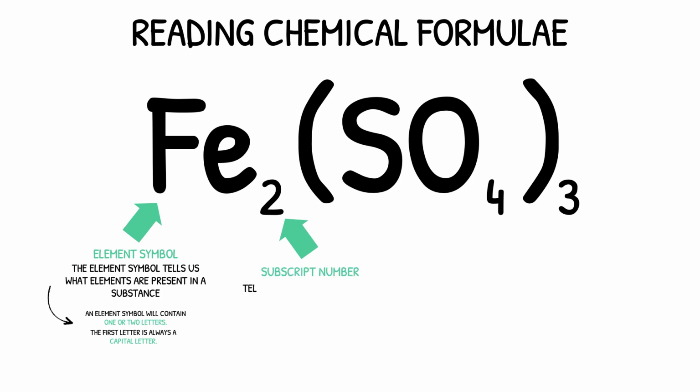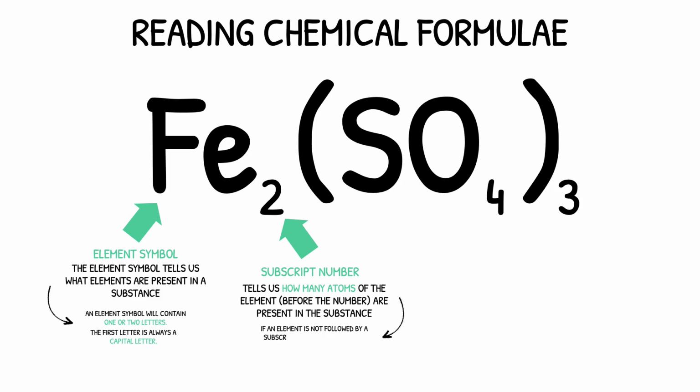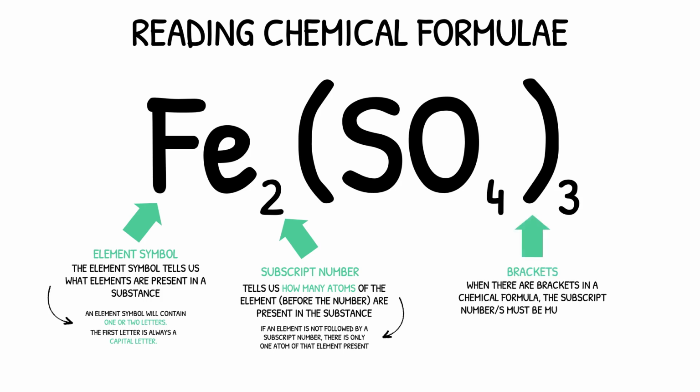The subscript number tells us how many atoms of the element before the number are present in the substance. If an element symbol is not followed by a subscript number, there is only one atom of that element present. And finally, when there are brackets in a chemical formula, the subscript numbers inside the bracket must be multiplied by the number directly outside of the bracket. Now we can use this information to decipher this formula.